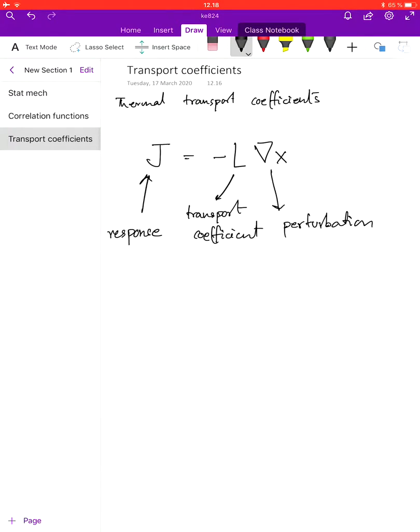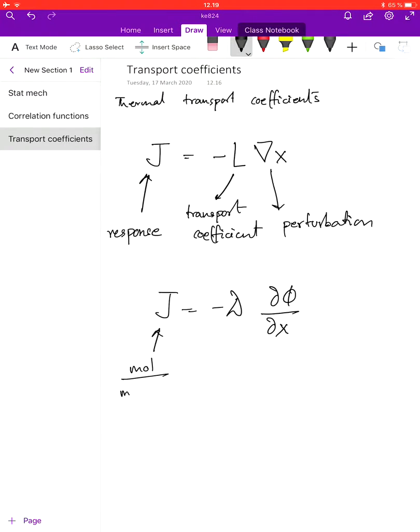For example, if you apply a concentration gradient across, let's say, a cell membrane, then this is linked to the flux across the membrane by the diffusion coefficient. So J is the diffusion flux. It has units of moles per meter squared per second. D is the diffusion coefficient. This could be meter squared per second. And this here is the concentration gradient.